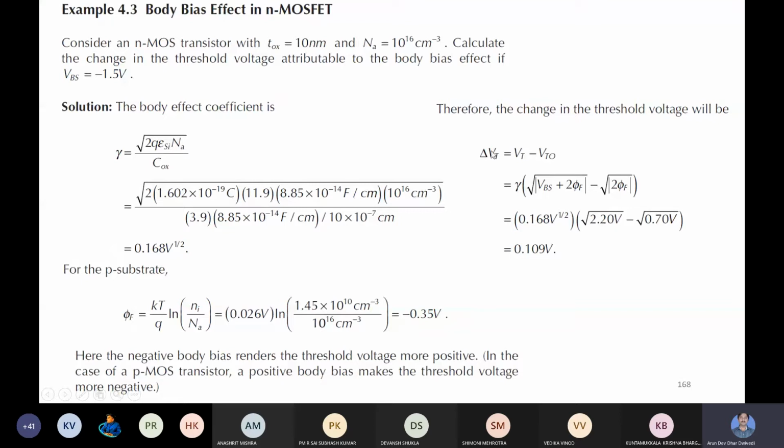So the change in threshold voltage is basically Vt new, the threshold voltage with body effect, minus Vt0. This is given by gamma times root of VSB plus 2 phi f, minus mod of 2 phi f. So here you put gamma, and the voltage VSB is given, so you can put that value, and 2 phi f also, phi f is here. Its mod is taken, so it becomes positive. You should add both. Here 2 phi f is 0.7, and mod of 2 phi f is 0.7. So simply, this much threshold voltage change is calculated.